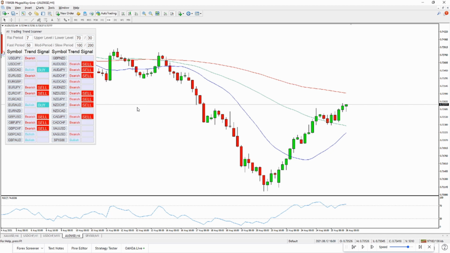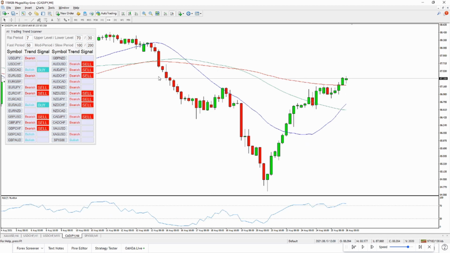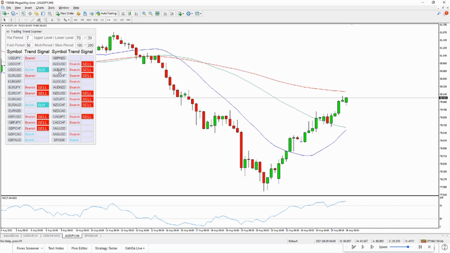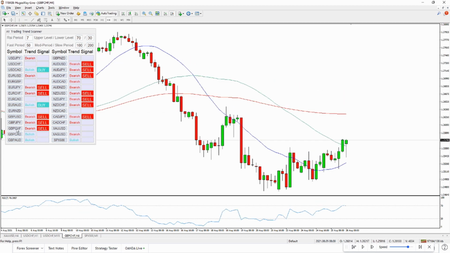So I'll give you another example since you guys are used to looking at this with me, I'm sure by now. Let's take a look at CAD yen. CAD yen on the sell side. Actually, this is not really the prettiest signal. Let's see if we can find a better one. NZD CHF, that one looks okay. What about Aussie yen? That one looks okay. GBP CHF, there we go. That looks kind of good.